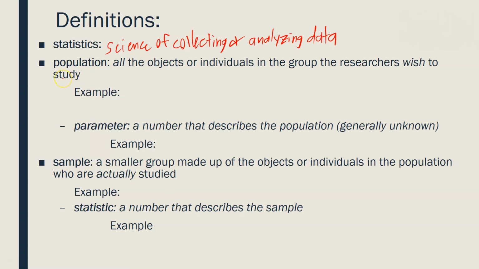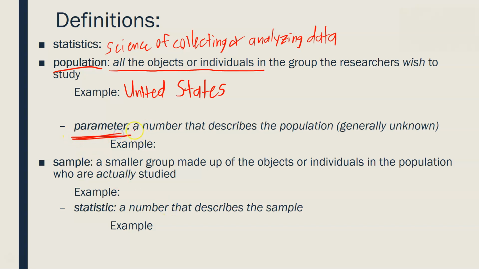So specifically, when we're collecting and analyzing data, we're usually concerned with what's going on in a certain population. A population is all the objects or individuals in the group that the researchers wish to study. For example, say that I'm interested in all the people in the United States. I'm concerned with something that's happening related to all of the people in the United States. My population would be all of the people in the United States. All the objects that I wish to study.